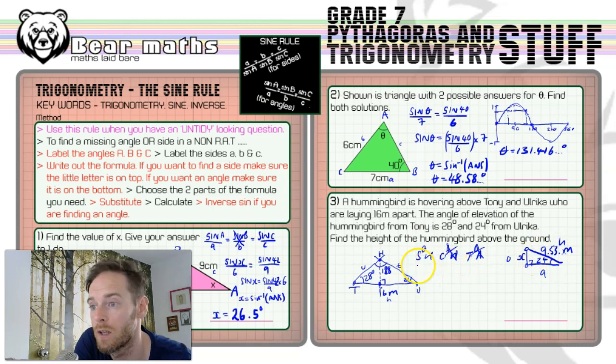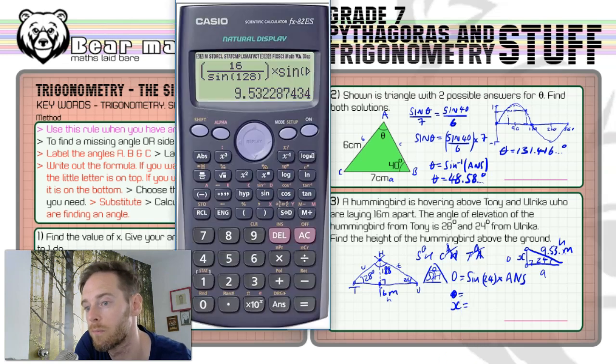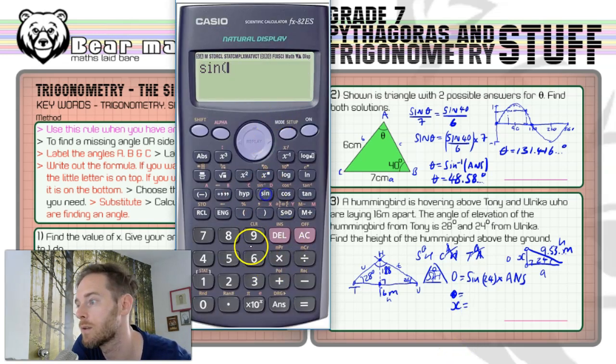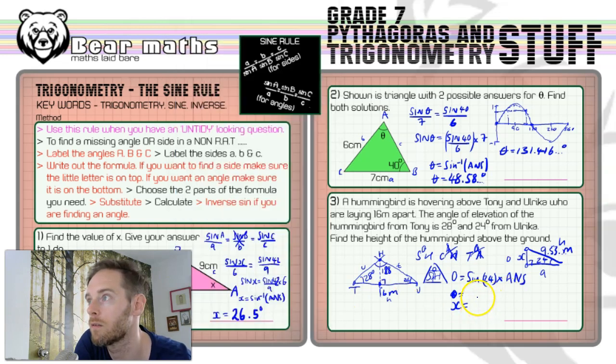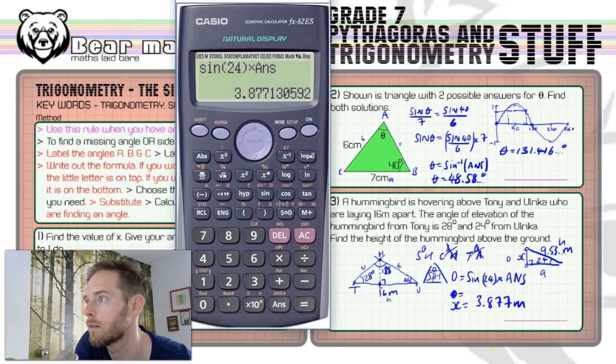Right, need to finish this off. So there we go. SOH, formula triangle. Get that written down, and we want O. So we're going to O equals sine of 24, and then we multiply that by the hypotenuse, which is our answer that's still on the calculator screen. So O equals, or x equals, or the height equals sine of 24, close, multiplied by last answer, 3.877. I'm going to round it to that degree of accuracy there.